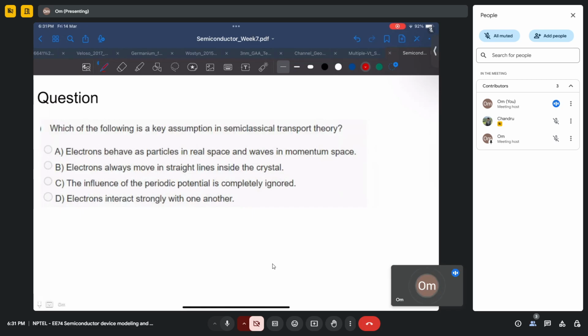Next question. Which of the following is a key assumption in semi-classical transport theory? A. Electrons behave as particles in real space and waves in momentum space. B. Electrons always move in straight lines inside the crystal. C. The influence of periodic potential is completely ignored. D. The electrons interact strongly with one another.